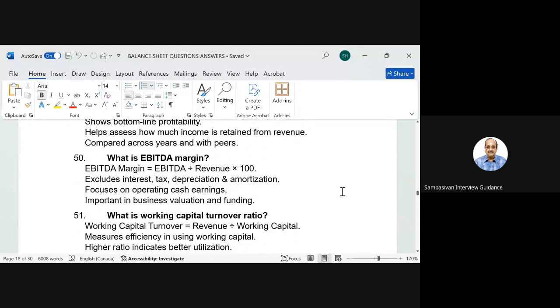Continue. What is EBITDA margin? EBITDA margin is equal to EBITDA divided by revenue into 100. Excludes interest, tax, depreciation, and amortization. Focuses on operating cash earnings. Important in business valuation and funding. Very good. Thank you. Preeti.